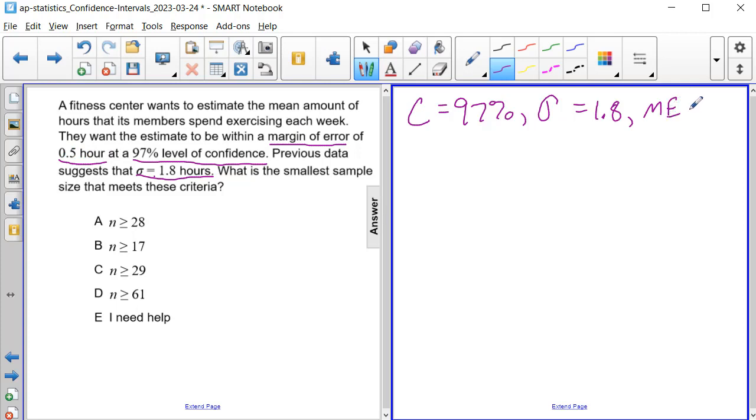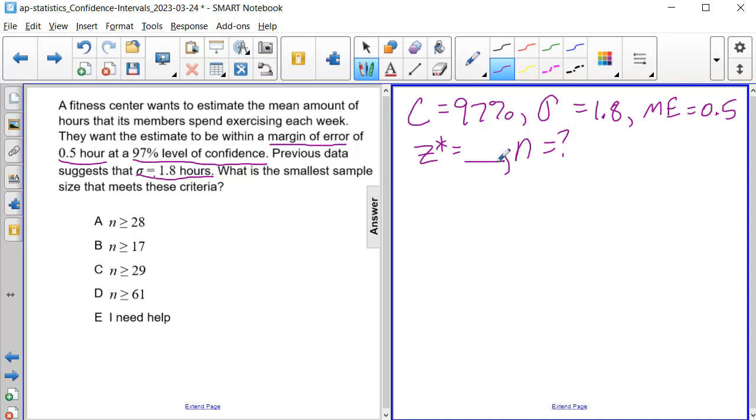Margin of error equals a half of an hour. We need to determine our n value, and we also need to look up or research to figure out our critical value z star.